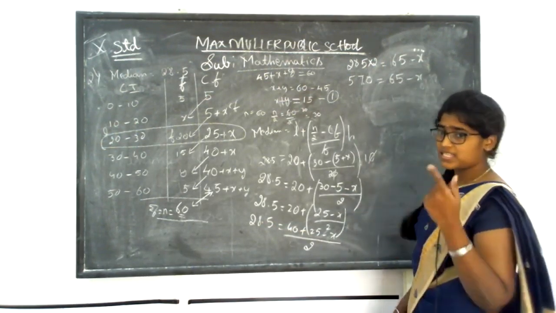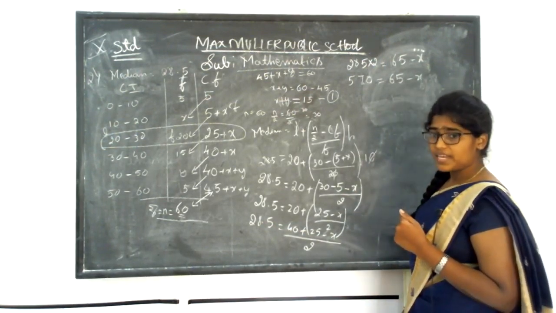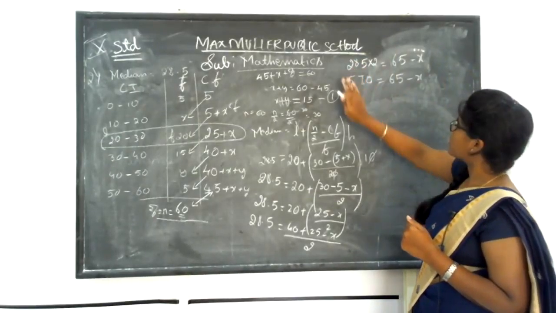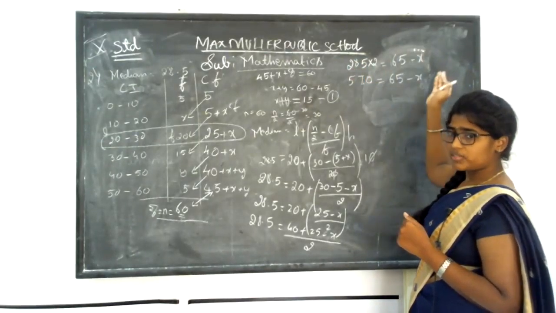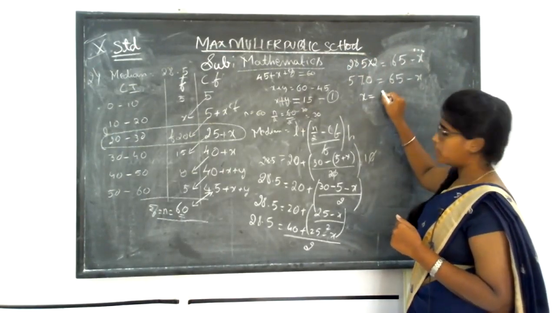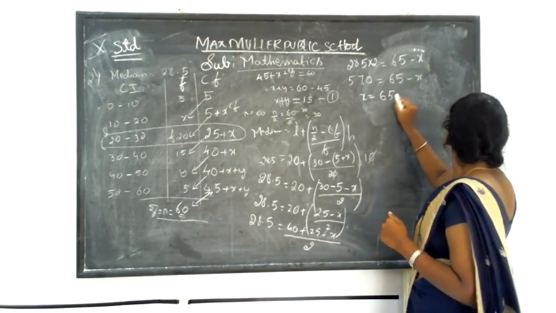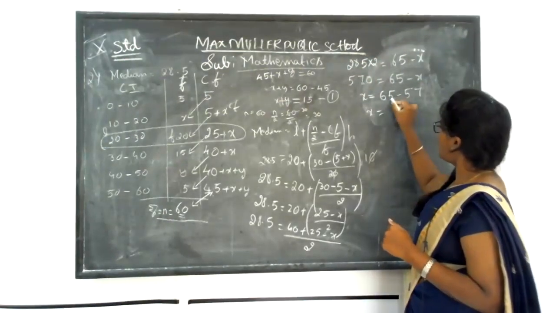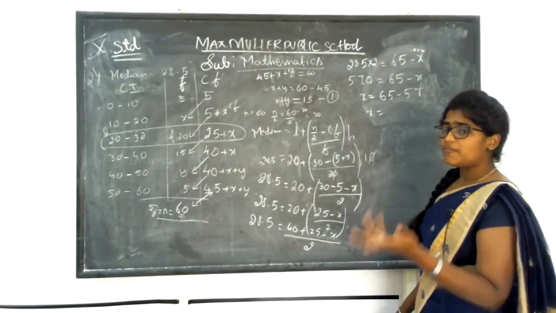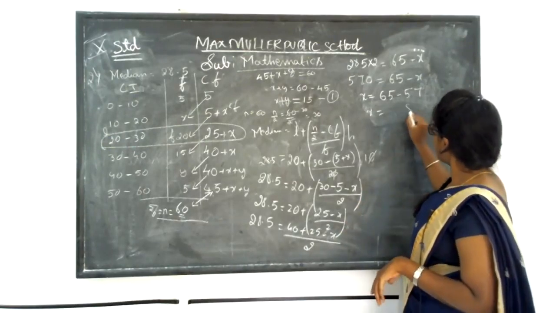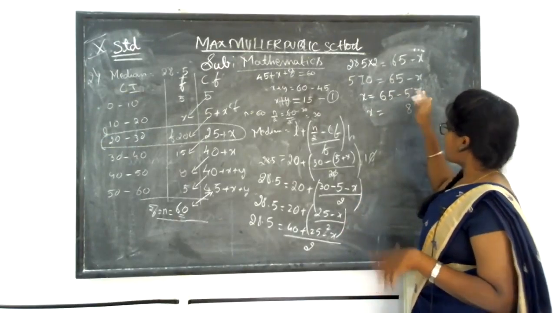65 minus x. See here, x also has a negative sign, correct? If x has a negative sign and comes to this side, it becomes positive. But 57, if it comes to this side, becomes negative. So let me rearrange it. x is equal to 65 minus 57. So x will be equal to how much? 15 minus 7 is how much? 7 plus 7 is 14, plus 1, 8. Then 5 minus 5 is 0.